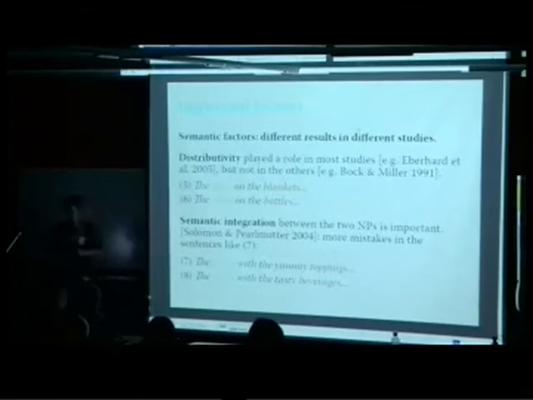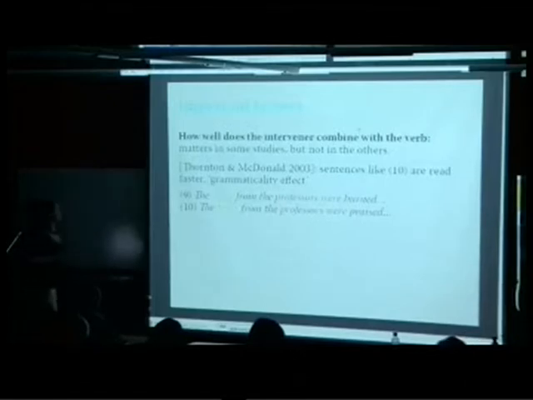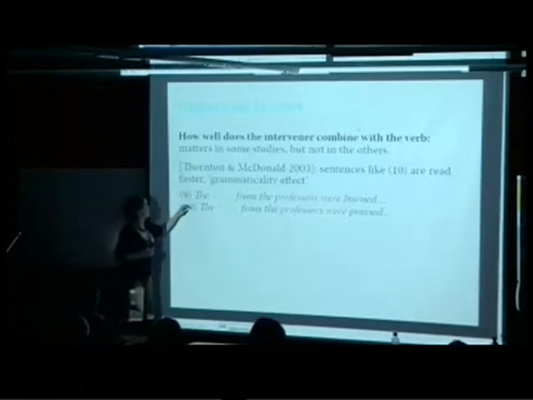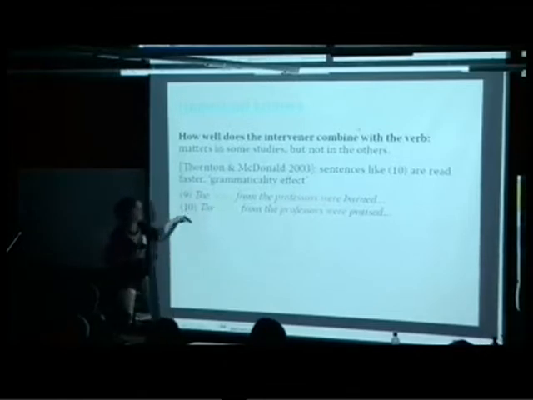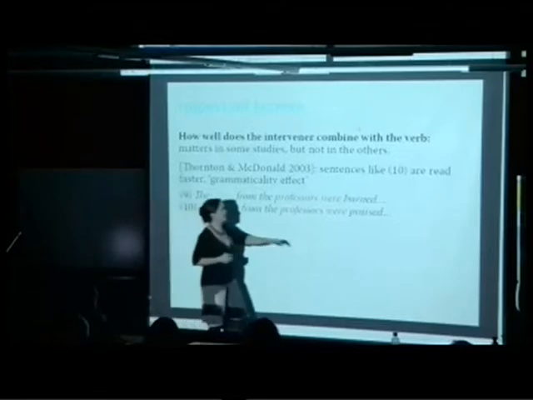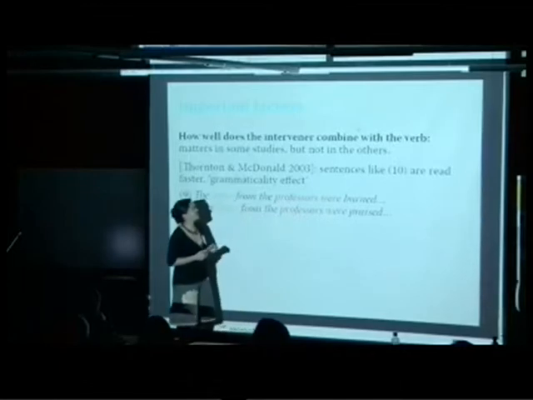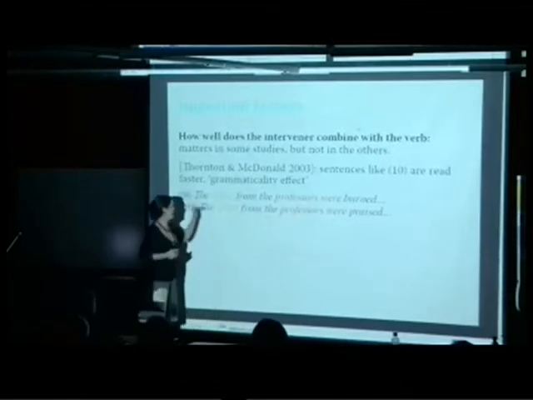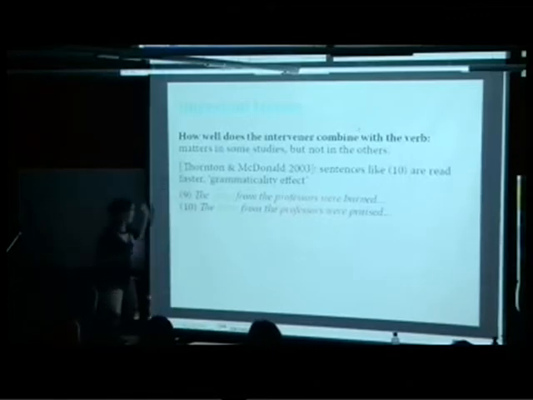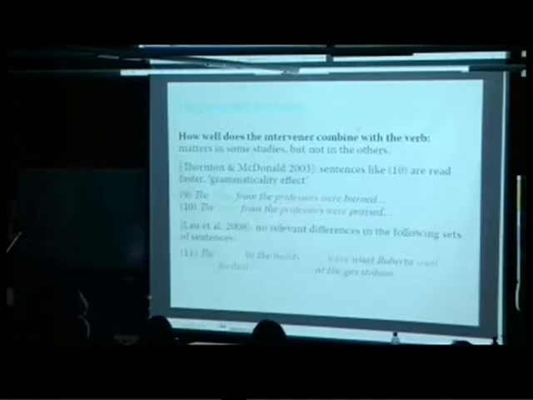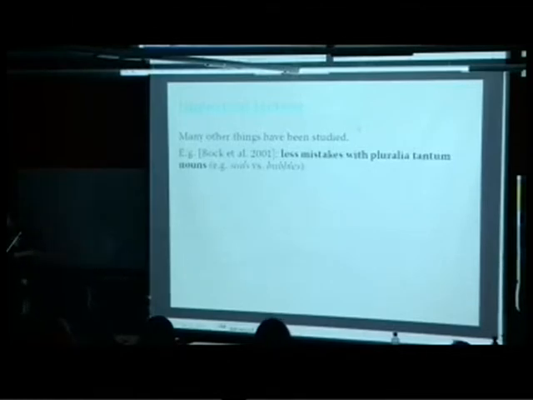Then another thing that matters is semantic integration between these two entities inside the subject phrase. I'll just mention it. Then also what matters is how well the intervener combines with the verb. To give one example, the letter from the professors were burned and the letter from the professors were praised. In this case, the verb praise combines with a potential intervener much better than in this sentence, unless one hates professors. So this is a comprehension study, and the grammaticality effect is much stronger here. However, it didn't work out that way in all studies. Some other studies didn't show any effect of combinability of the verb with the potential intervener.